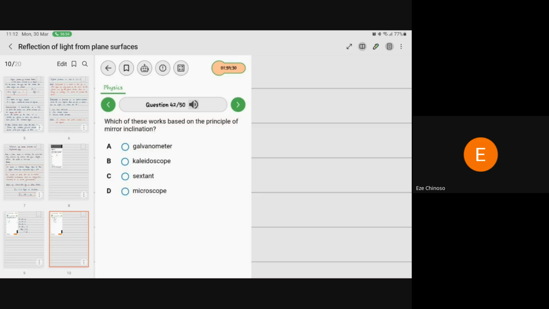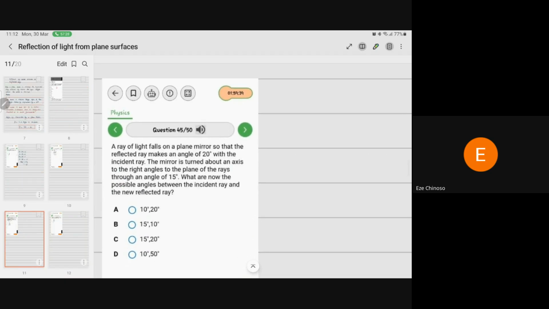All right. So I said this before. When it comes to inclination, the two key examples or applications highlighted in our text for the exam are the kaleidoscope, right? And the periscope. Now, they said sextant and microscope. Sextant and galvanometer are for what? Rotation, isn't it? Sextant and galvanometer are for rotation of the mirror. But when they are inclined, we are looking at B, which we explained earlier. So it should be the kaleidoscope.